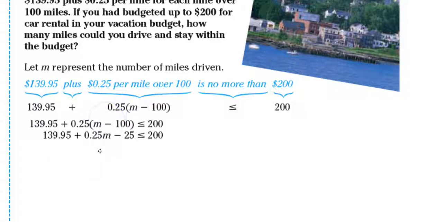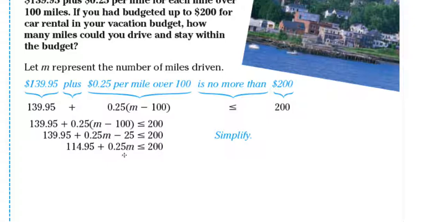Both sides are not simplified yet because we can subtract 25 from 139.95. That gives you 114.95 plus 0.25m. Now both sides have been simplified, and we can solve for m.